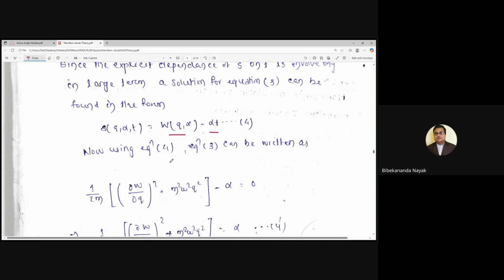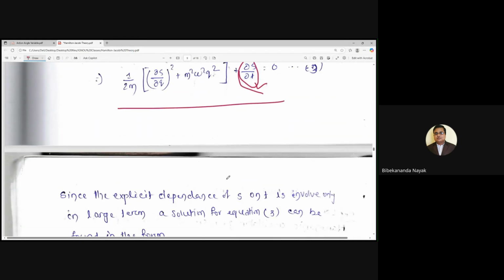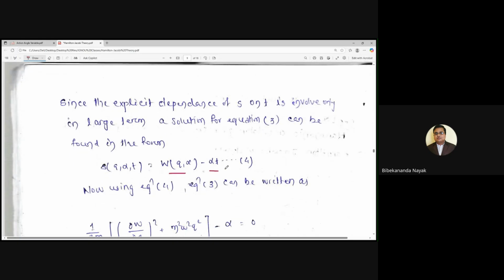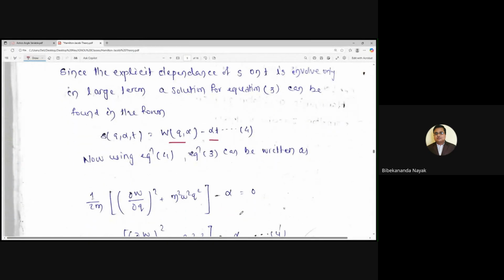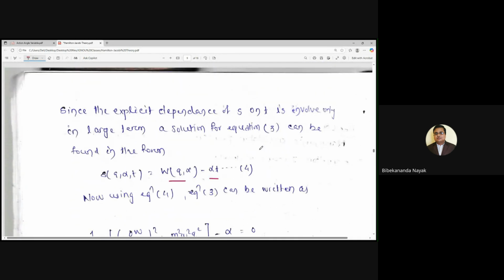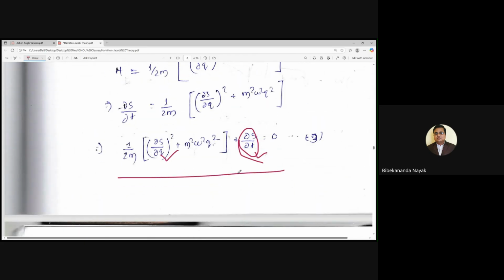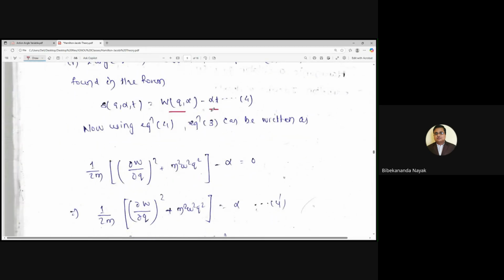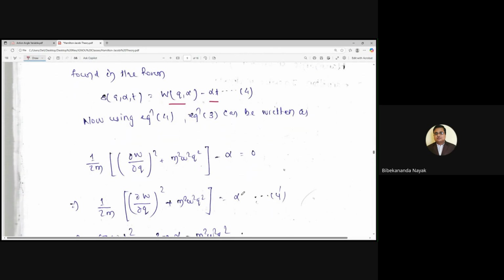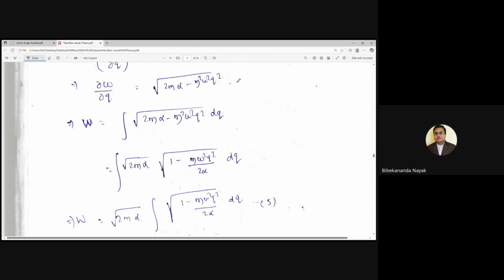So now our equation becomes, substituting this, ∂S/∂T is equal to minus alpha. Here there are two derivatives, with respect to T and Q, so it is very difficult to solve. So I substitute that quantity in place of S, W(Q, alpha) minus alpha T. Alpha will be a constant. So ∂W/∂Q squared is this one, so ∂W/∂Q is this.